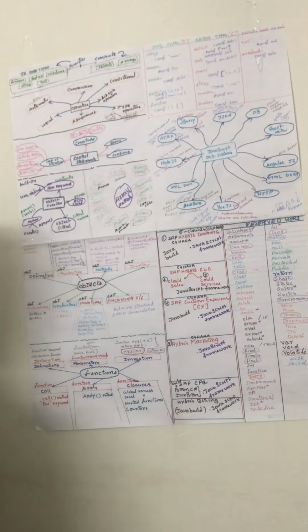Global variables means they can be used anywhere, they are accessible anywhere. Local variables have some restrictions, and nested functions and counters where the reverse functions just happen. And now we'll come to our main topic here, JavaScript subsystems.